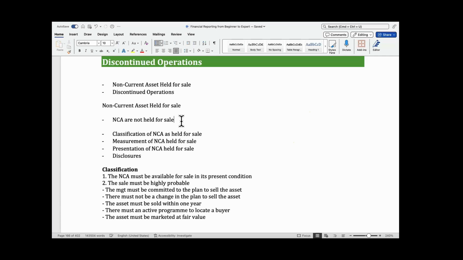But before that can happen, it's not just about saying, okay, you want to sell. No, these two must happen. It should be available for sale in its present condition. The sale must be highly probable. And when we say highly probable, all these five must exist. You must be committed to the plan to sell. And you don't come and say you want to change. And you must sell the asset within 1 year, meaning that you can only classify an asset as held for sale for just 1 year. So we expect that you sell the asset off within 1 year.